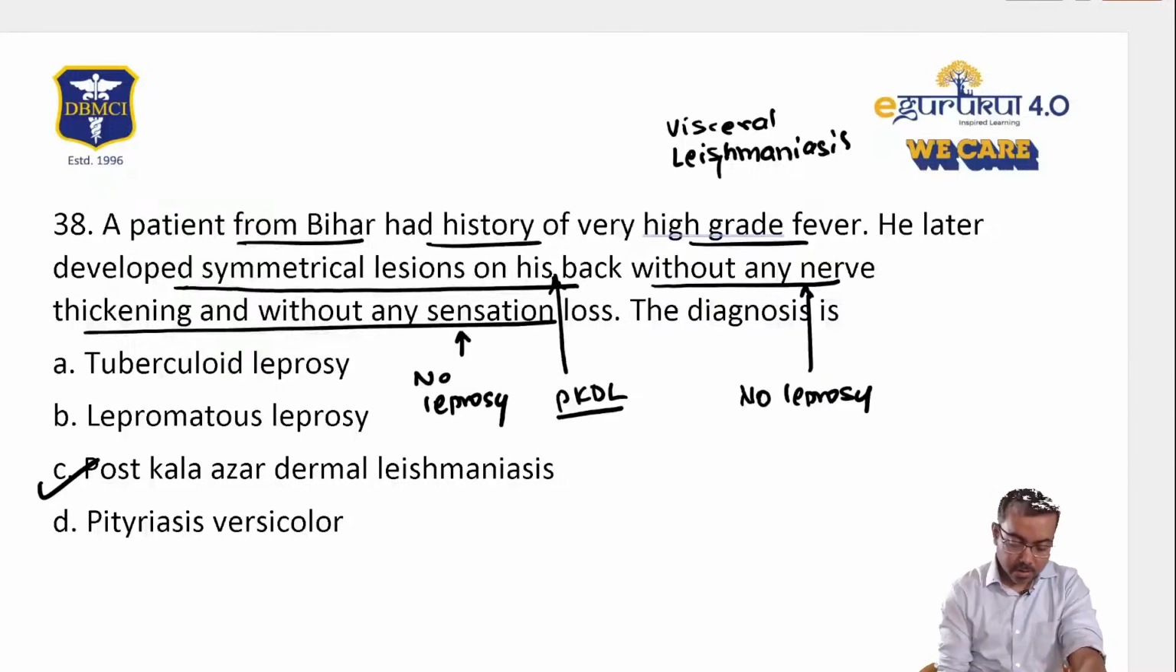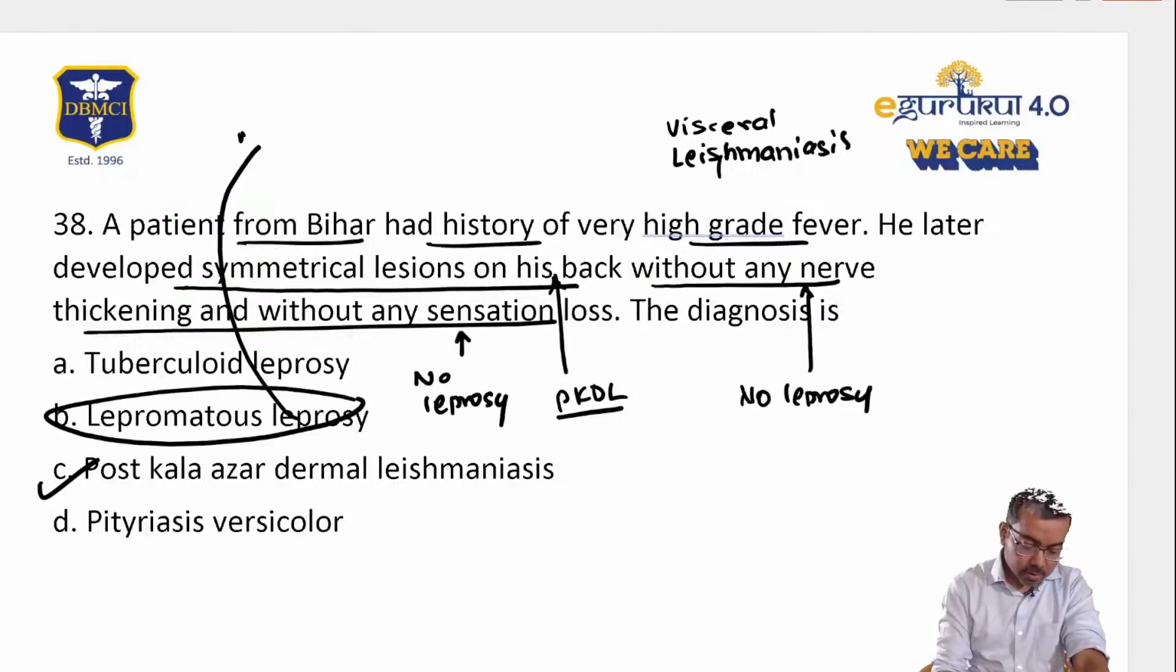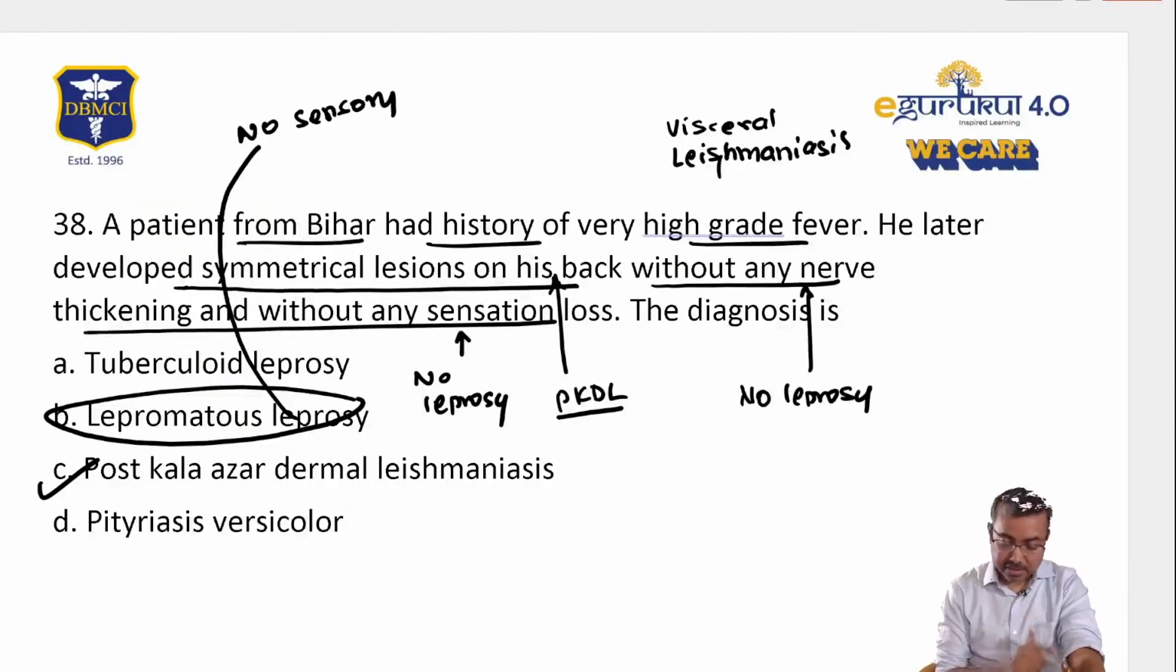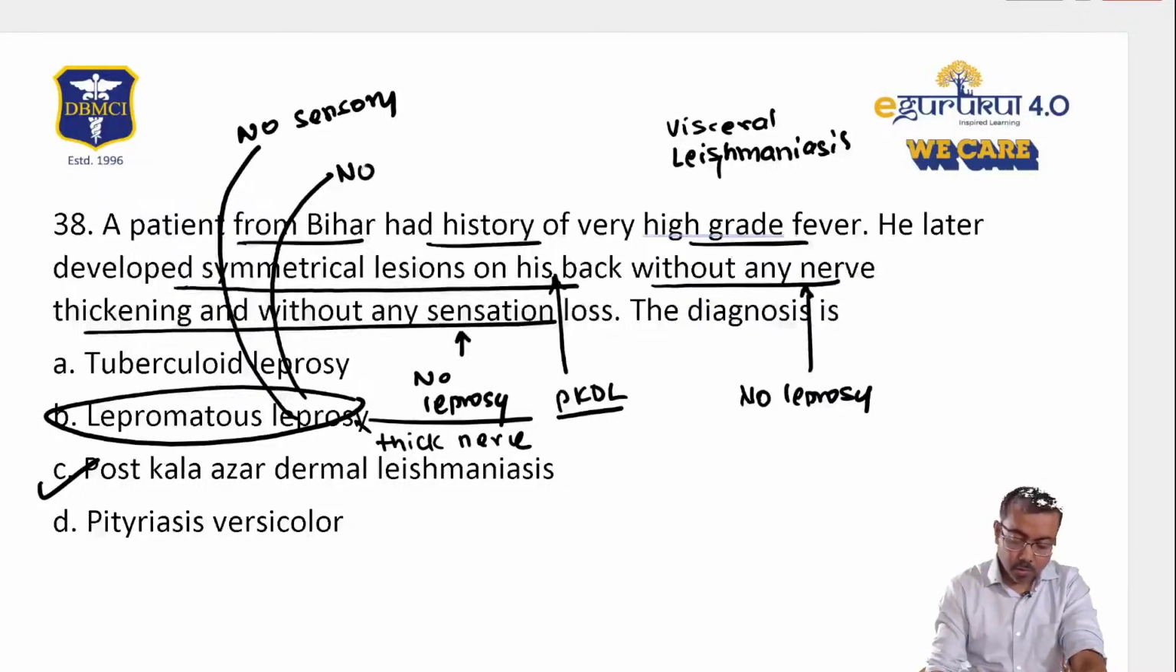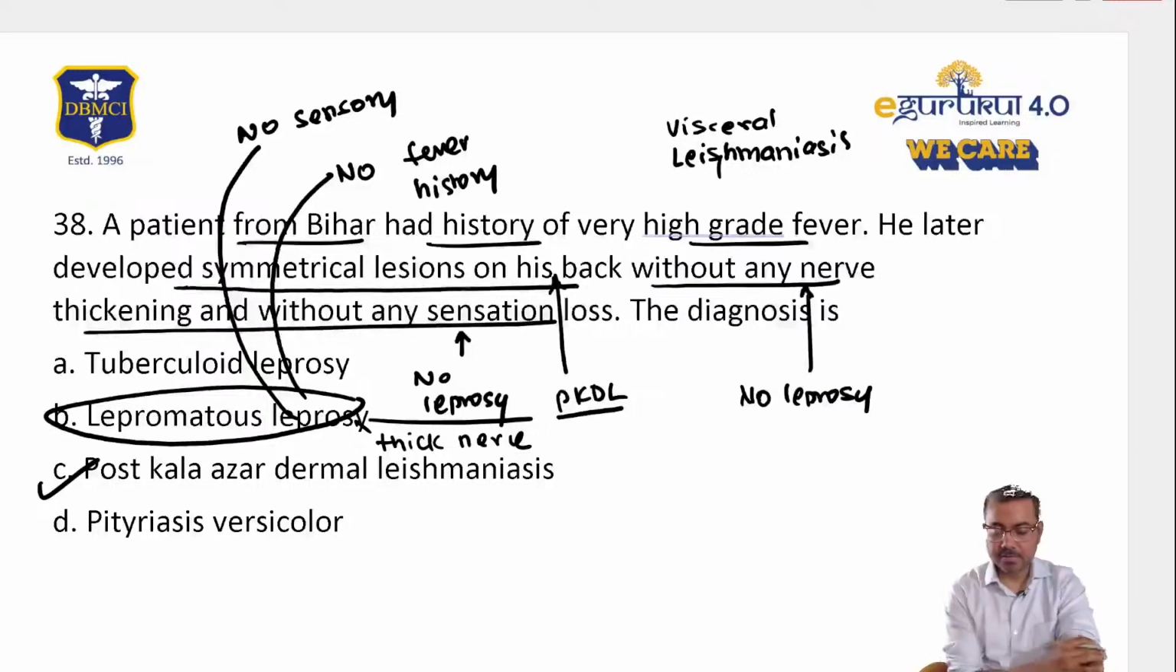Clear? Now remember, LL also has no sensory loss, right? But interestingly, LL will have thickened nerves. When it says no nerves, that is a clue. Plus, LL will have no fever history, no? Like the one which is mentioned. Why high-grade fever, right? That should not be true. So you should not think of this as LL, because LL does have normal sensation, but has thick nerves and has no relation to fever.